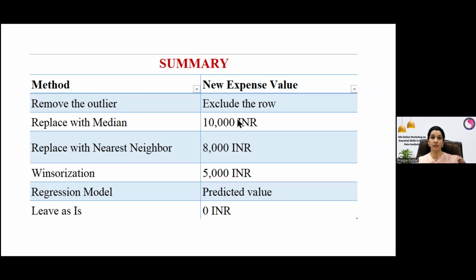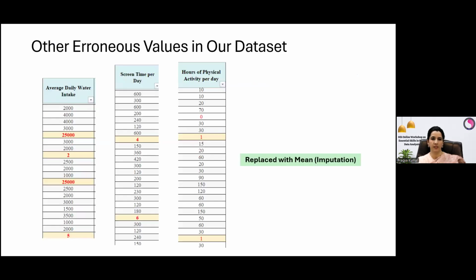In our data set, which you people have filled, and which we have also given to the UG students of AIIMS Patna, we have replaced that with the median. Or you can replace that with the nearest neighbor, which was 8,000, or the 5th or 10th percentile. The 5th percentile was 5,000, and the regression value you can calculate. But generally, if less than 10% of the data is missing, then we don't do that, or we can leave it as such.